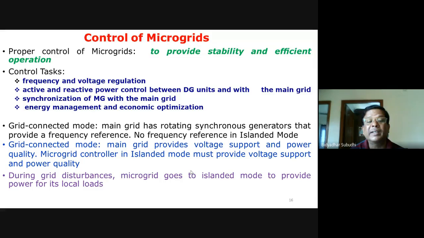And in the grid connected mode, the main grid provides the voltage support and power quality. But in a microgrid, we need to do that by designing a suitable control for providing the voltage support and power quality. And during disturbances, the microgrid goes to the island mode to provide power for the local loads. You should make a control for how these disturbances occurring in the microgrid can be handled.